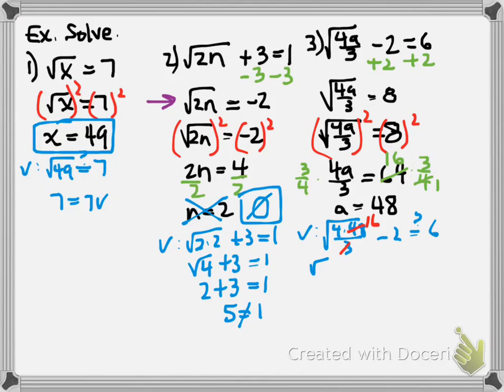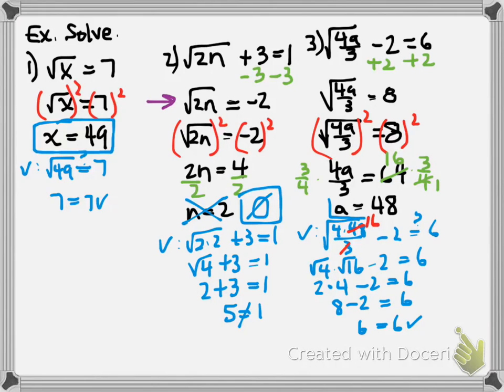So here's really what that problem looks like on the left. I've got the square root of 4 times the square root of 16 minus 2, and we're still trying to see if that equals 6. Well, the square root of 4 is 2, and the square root of 16 is 4. And 2 times 4 is 8. And 8 take away 2 is 6. So what that says is I agree that a has to equal 48.